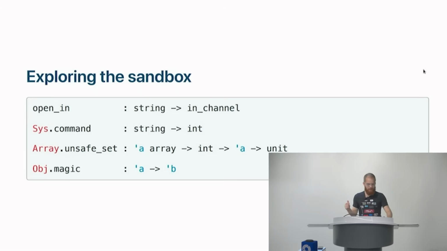And finally, Obj.magic, well, that one is the essence of unsoundness. If you think about OCaml, the foundation of thinking about the soundness of OCaml is thinking about the type system. And Obj.magic is a tool that directly allows you to break the type system. Obj.magic's type is 'a -> 'b, that's the tick A arrow tick B. What that means is it can take a value of any type and turn it into any other type.